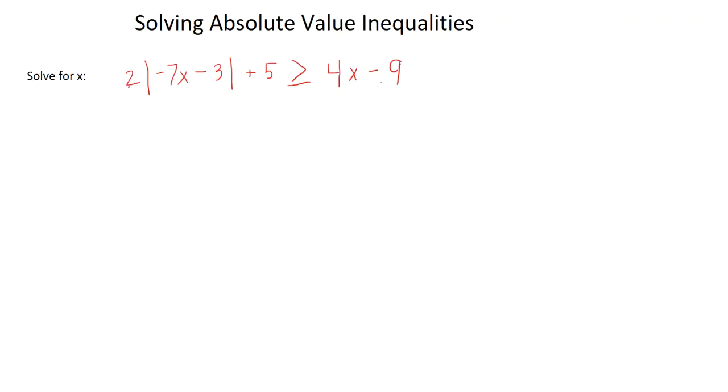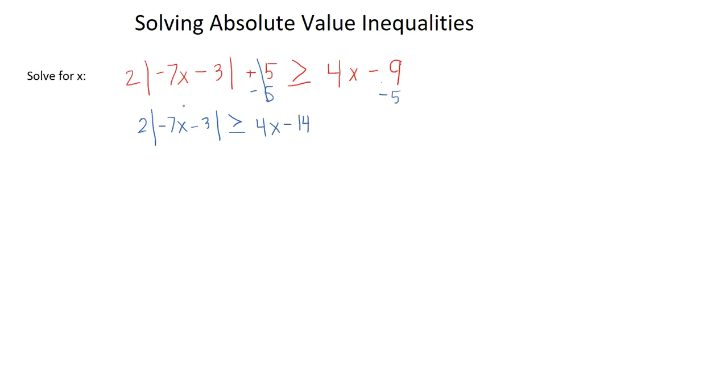So here's another example of an inequality with an absolute value. And the first thing that we want to do is get the absolute value by itself on this side of the equation. So we are first going to subtract 5 from both sides. And that leaves us with 2 times the absolute value of negative 7x minus 3 is greater than or equal to 4x minus 14.